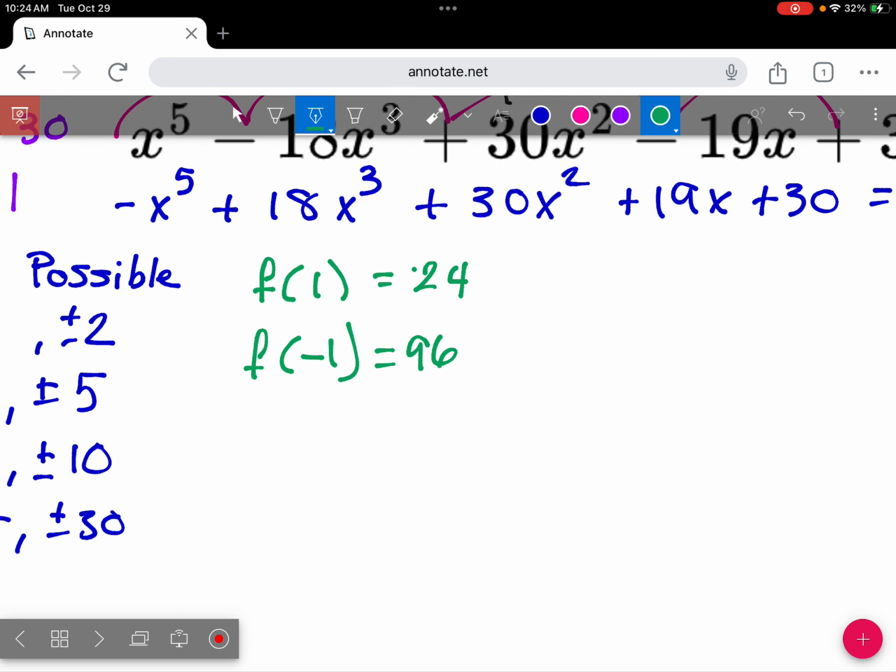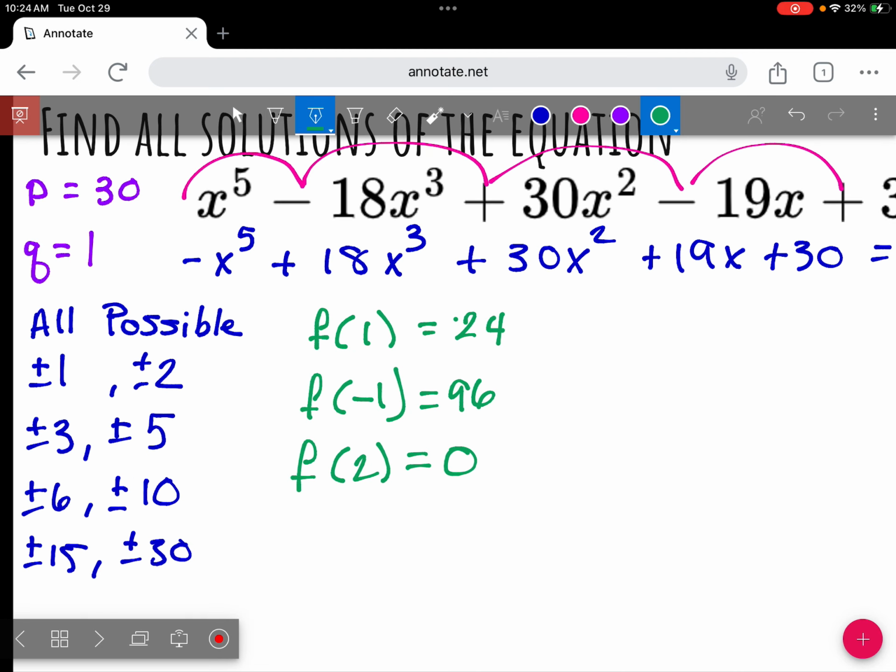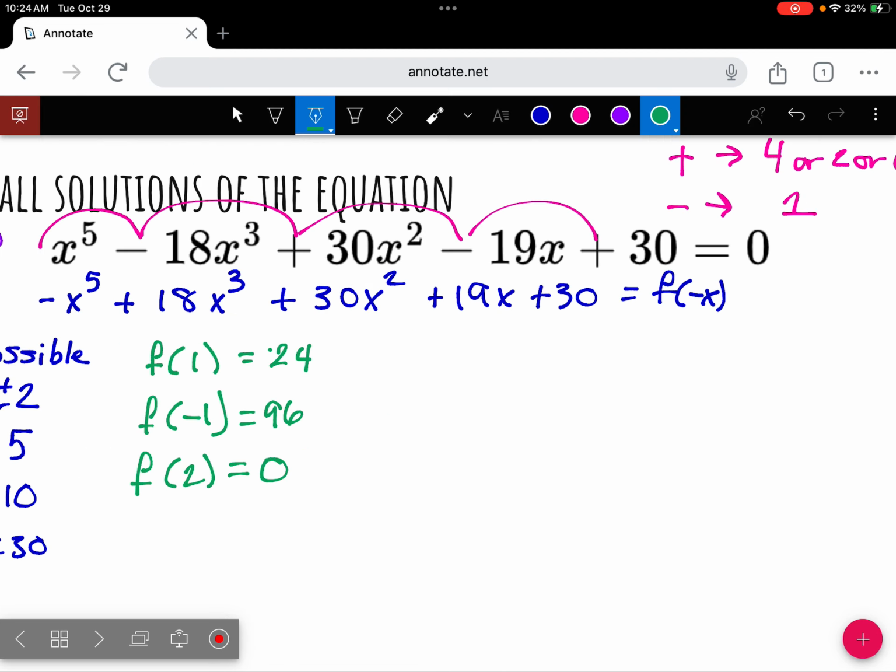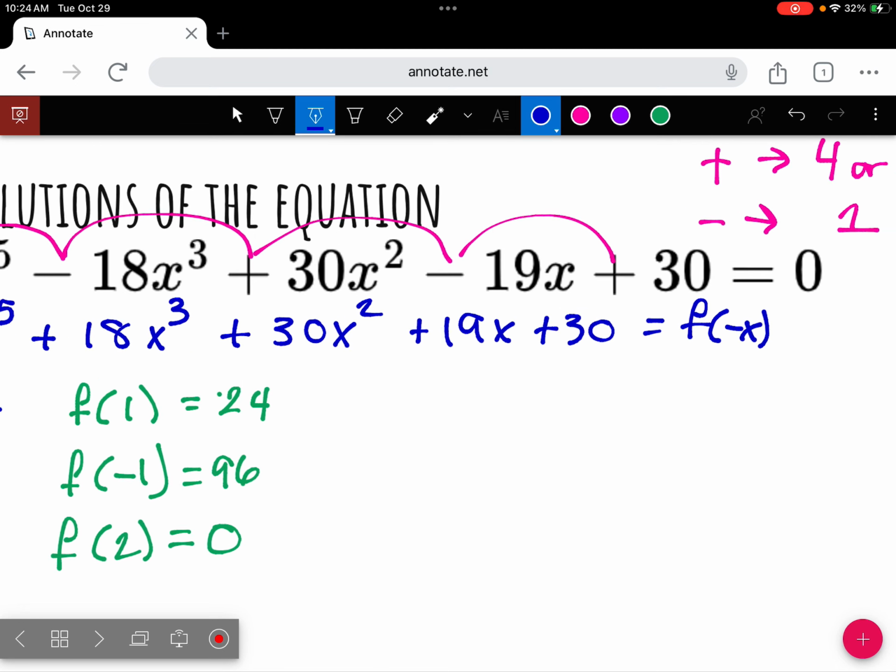Let's start with 1. What do we want to use? What did you guys do next? 2, which had a value of 0. So I know that the 1s weren't working, so I know those guys don't count. And 2 is a positive root. So what we can do is divide out that 2 to get something that's left over, right?